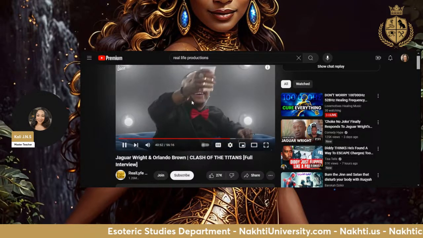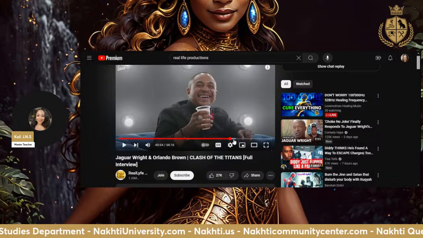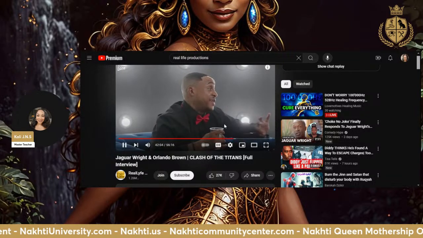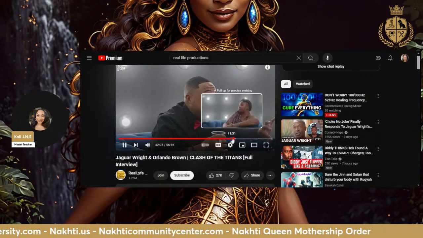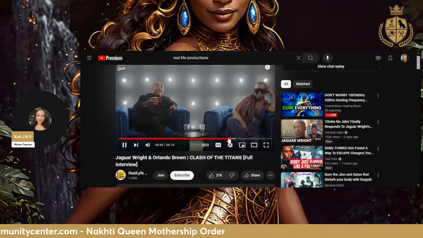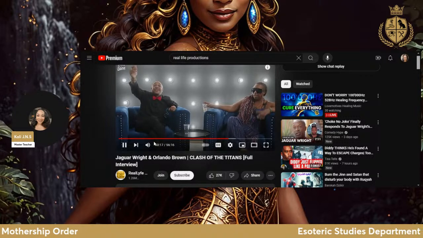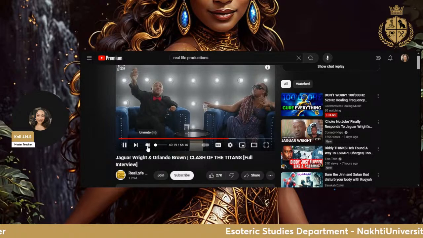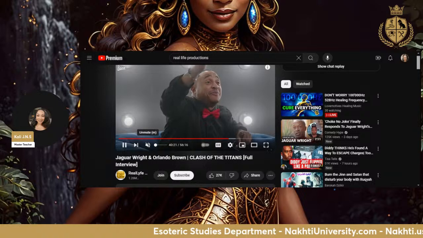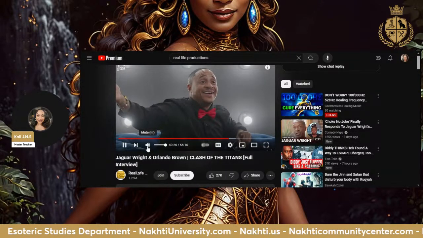Look how she looking at him. Now he playing, but she caught on to him. I'm gonna fast forward just a little bit. Okay, watch. And you see the symbol, the symbol that she did.